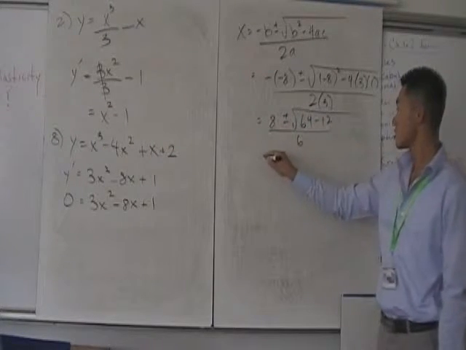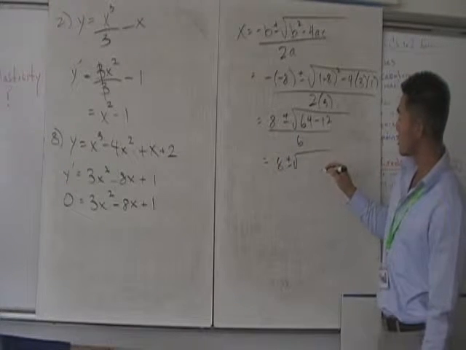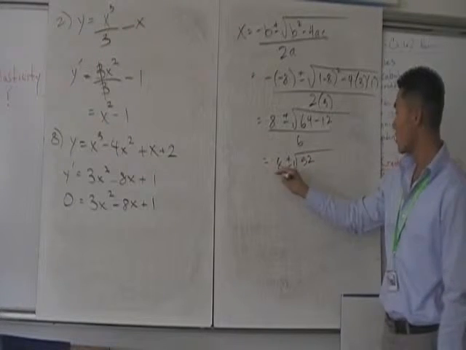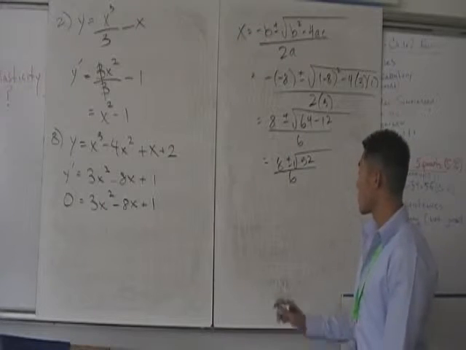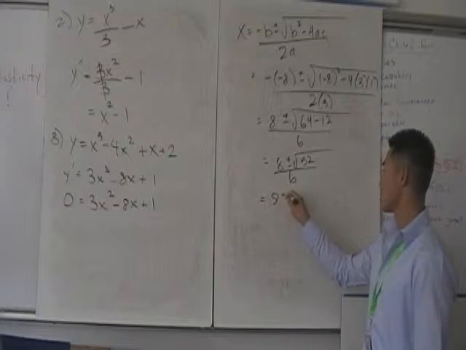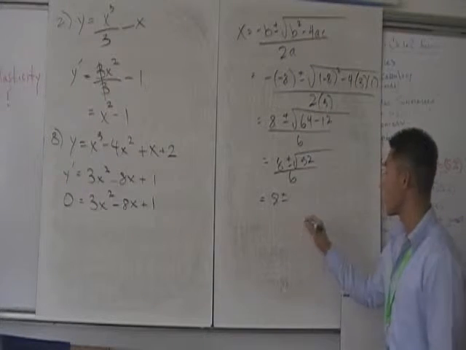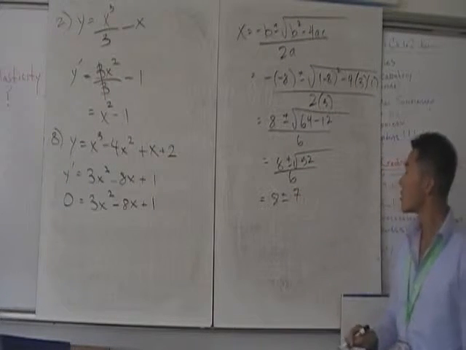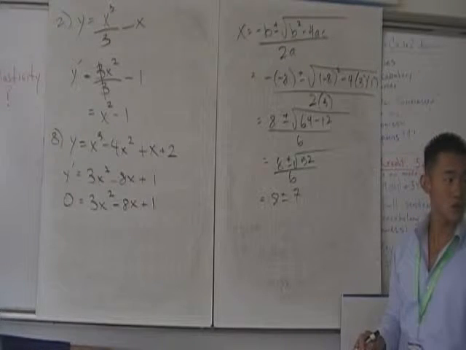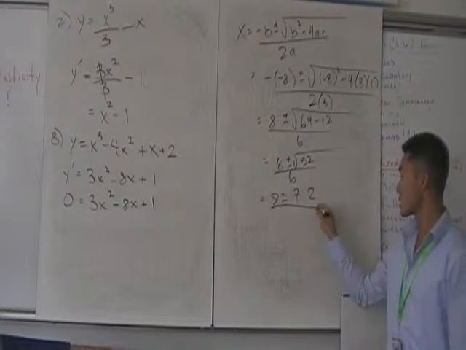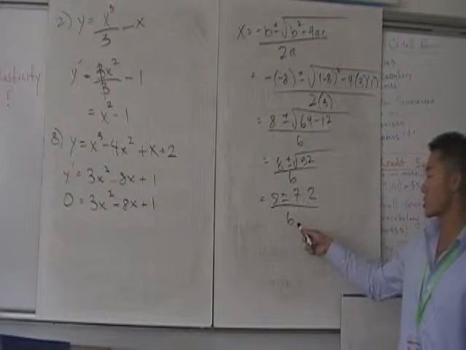So 8 plus or minus the square root of 52 over 6. Just use your calculator here. So square root of 52 is what decimal? Should be 7 point... what is it? 7.2. Over 6. Then you do 8 plus 7.2 over 6, and then 8 minus 7.2 over 6.